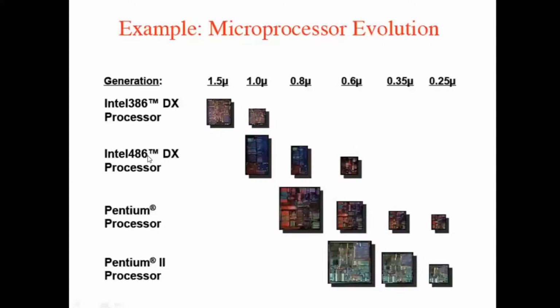Similarly, the 486 microprocessor manufactured at 1 micrometer node had this size. The same processor manufactured at 0.8 micrometer node had a smaller size. At 0.6 micrometer node, it had an even smaller size. The same holds good for the Pentium processor and the Pentium 2 processor.